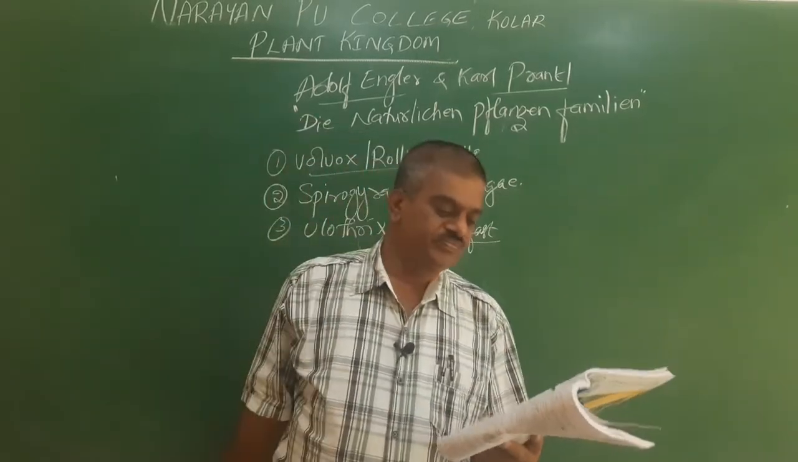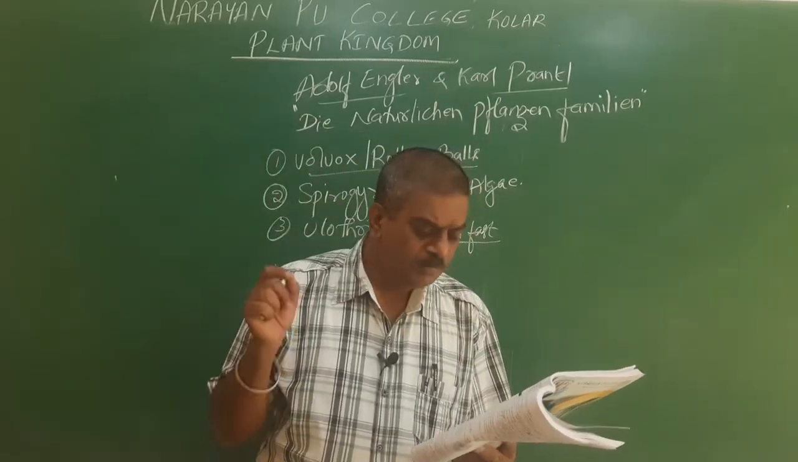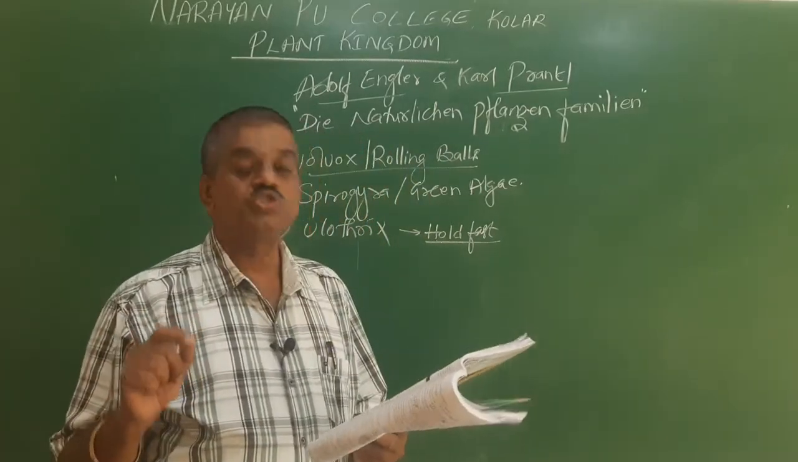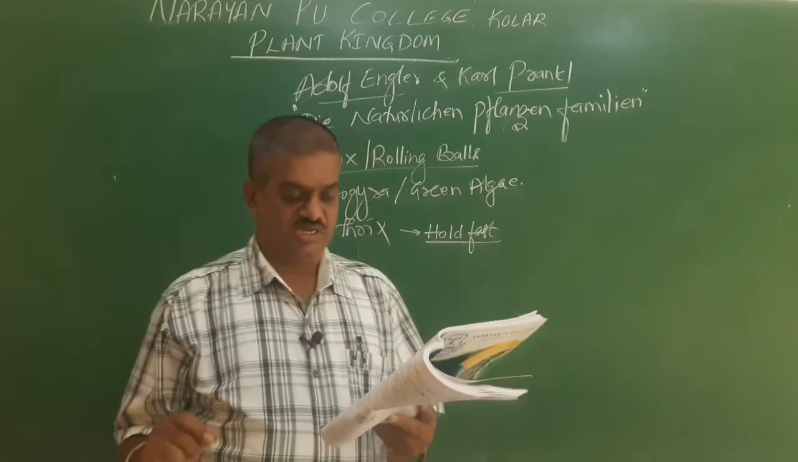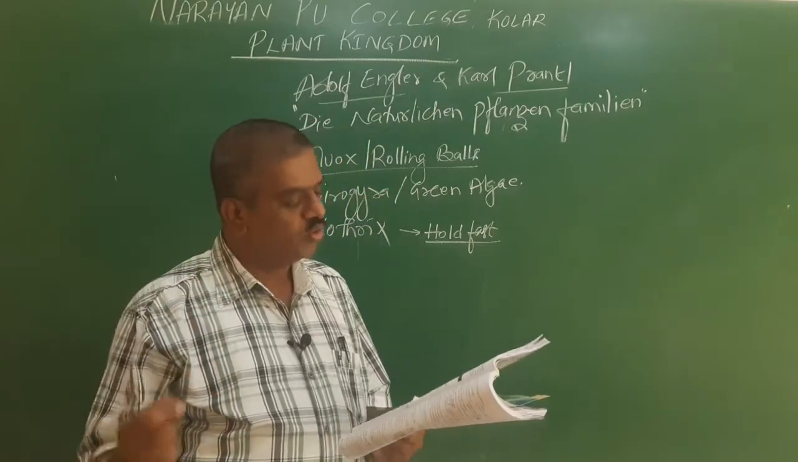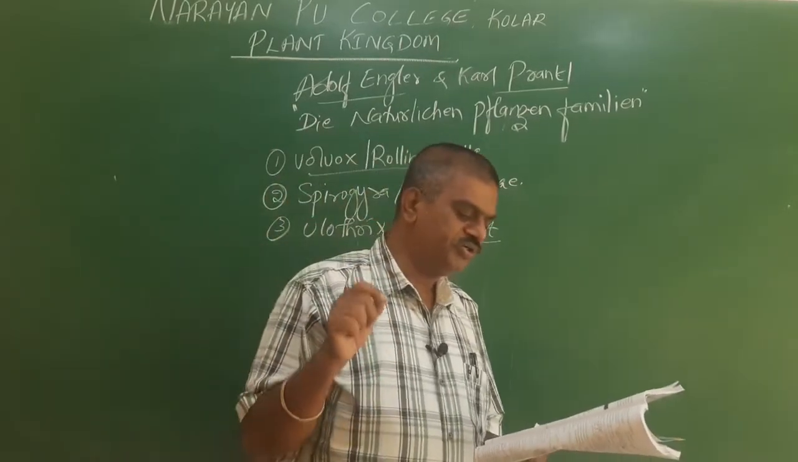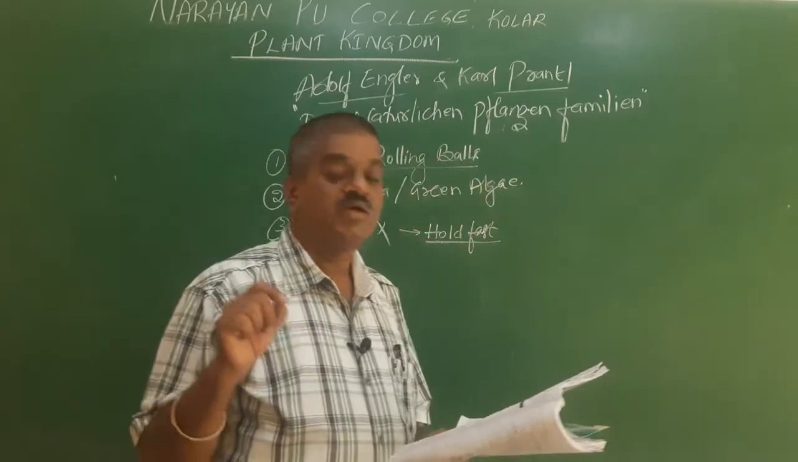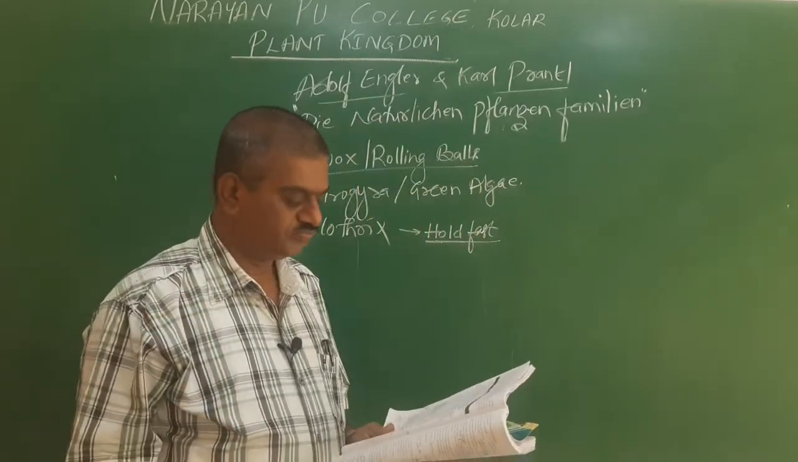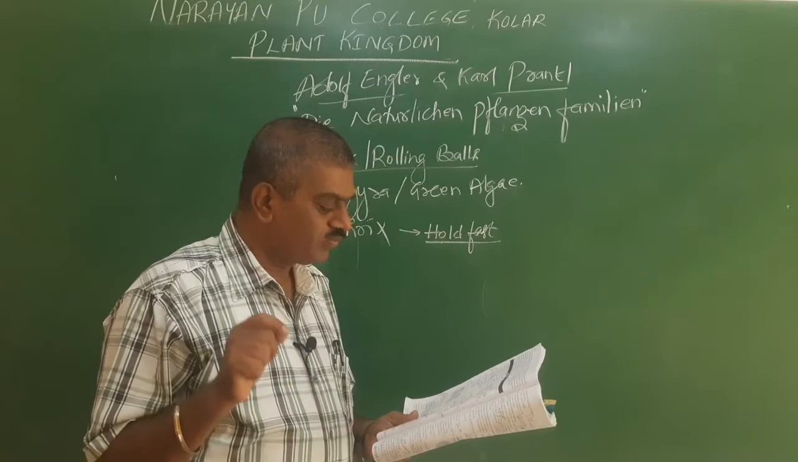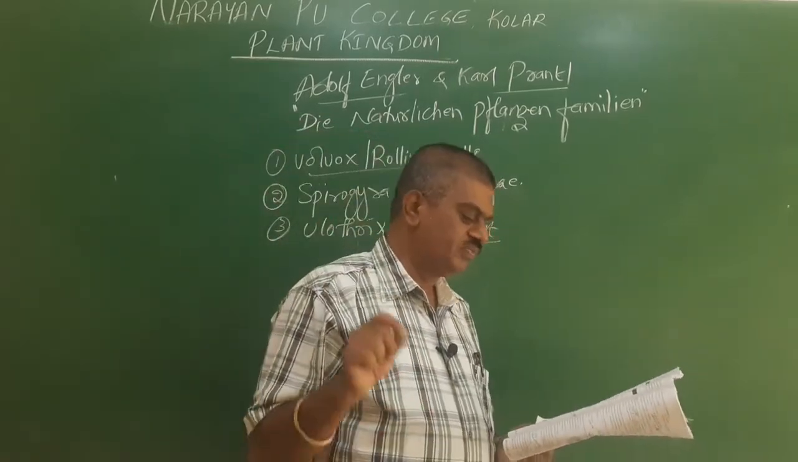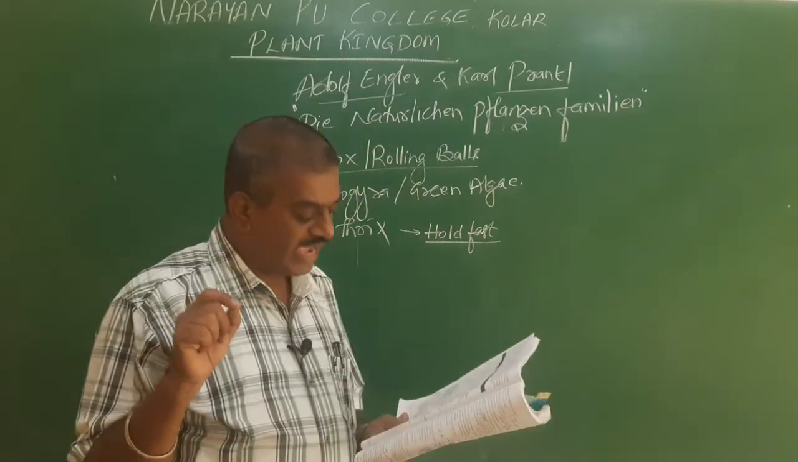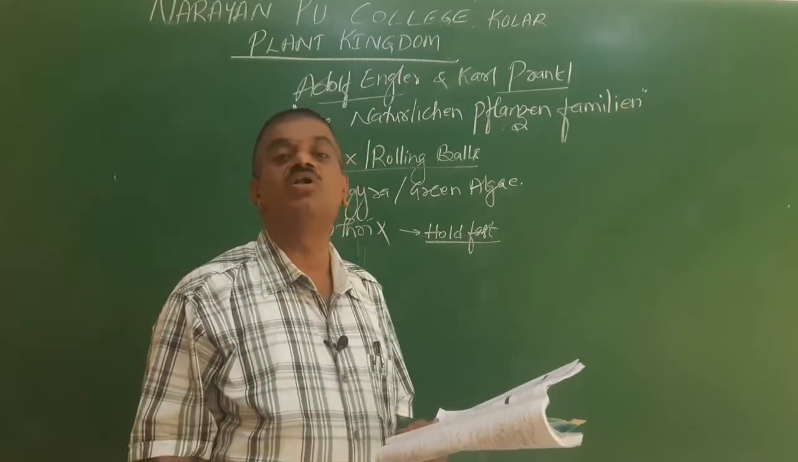So, we go for the 11th question. Primitive type of stomata occur in mosses over. I will repeat this. Primitive type of stomata occur in mosses over. The first option, apophysis. The second option, leaves. The third option, axis. Fourth option, all the above.